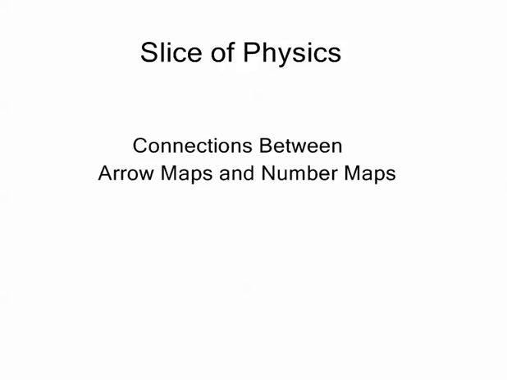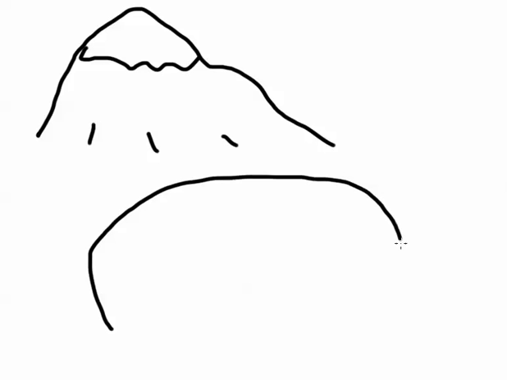In previous videos we've talked about number maps and arrow maps, and in this video I'm going to talk about some connections between arrow maps and number maps. So before we had an example of a mountain, and this mountain was used to make a contour map, and we drew a contour map of the mountain like this.